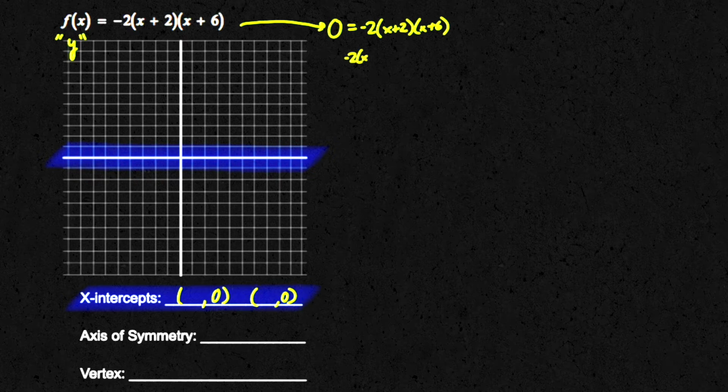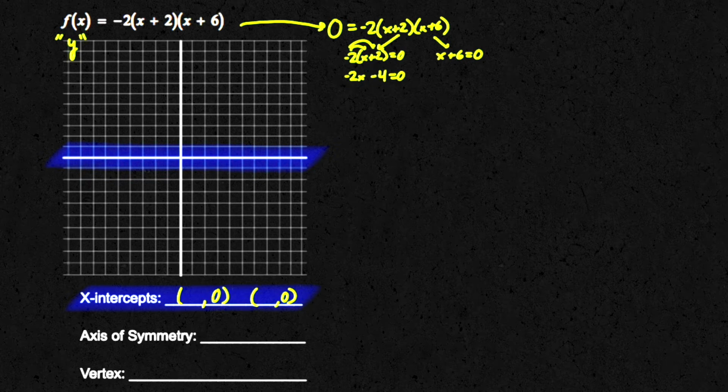So I'll write negative 2 times x plus 2 equals 0, and that's the first factor being split up, and then I'll take x plus 6 equals 0 over here. So let's solve this first equation on the left. So I'm going to distribute this negative 2 into the set of parentheses, because that's what I'm used to doing. So I'll write negative 2x, and then negative 2 times 2 would be negative 4 equals 0.